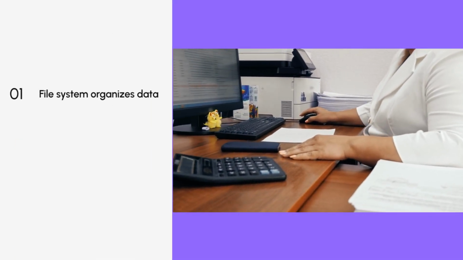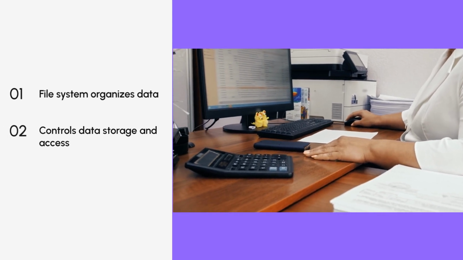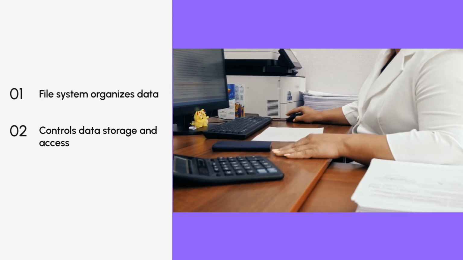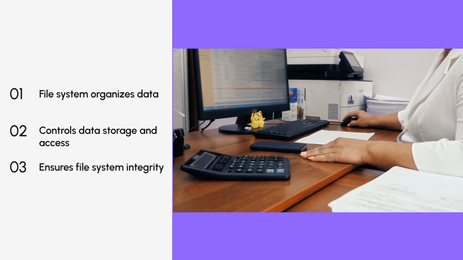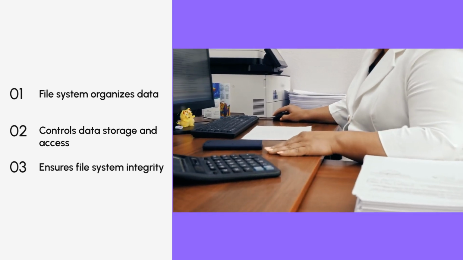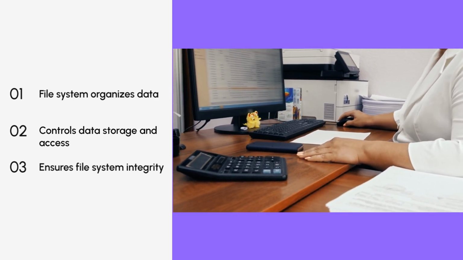File system management organizes data into files and directories, controls how data is stored, retrieved, and secured, maintains metadata like file size and permissions, provides access control, and ensures file system integrity. This component is essential for data management and security.